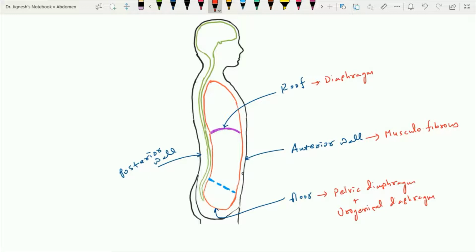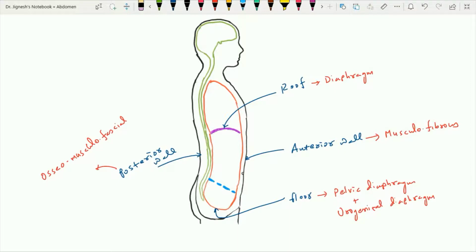The posterior wall is made up of the vertebral column as well as some muscles attached with that, and the fascias are also there, and that's why this posterior wall is osseo-musculo-fascial in nature. This posterior abdominal wall is rigid to protect the abdomen from behind, and within this posterior abdominal wall there are many retroperitoneal organs present.